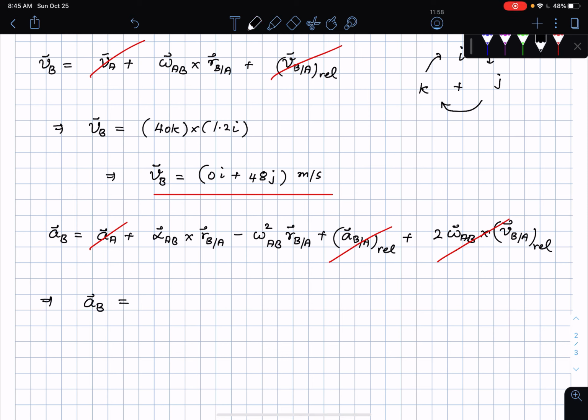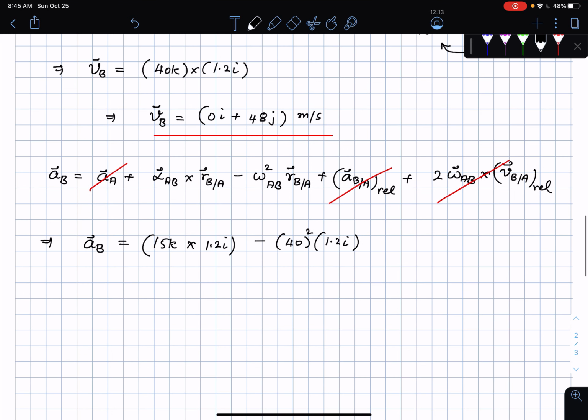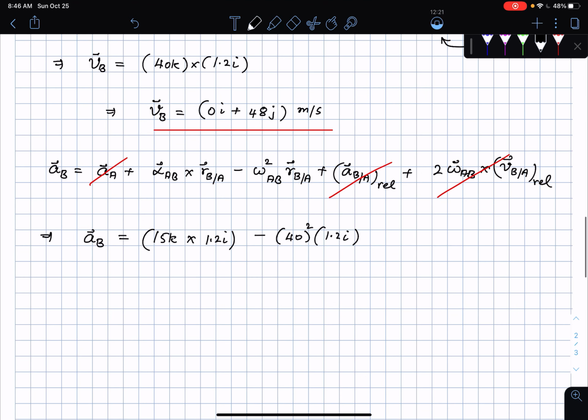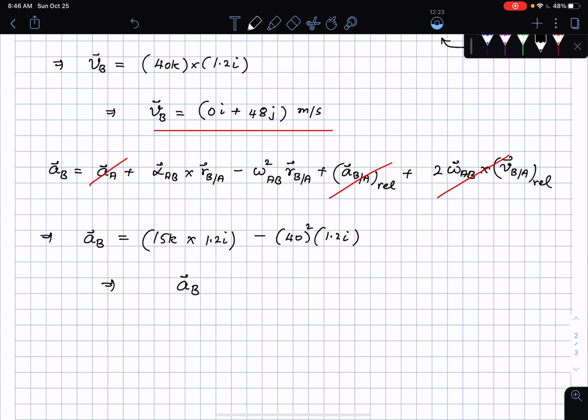Acceleration of B is alpha AB, which we were given as 15k crossed with 1.2 I, and then minus 40 squared times 1.2 I. Okay, very weird, right? The number for the I direction is going to be pretty large. K cross I is J. So here I get the acceleration of B to be the following: minus 1920 I plus 18 J, so many meters per second squared. So this is very nice.